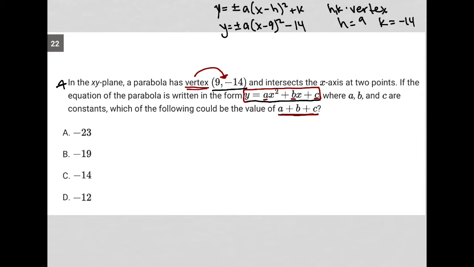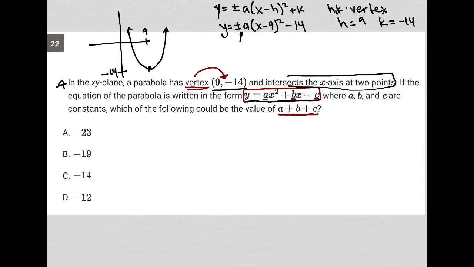All right, so what else do we know? Well, we also know that the parabola intersects the x-axis at 2 points. So what does that tell us? Well, I think that's going to help us to figure out whether this is a plus or minus in front of the a here. If I were to graph my parabola and I had a vertex at (9, -14), that would be a point there. In order for it to cross the x-axis in 2 places, it'd have to face upward. So that means that I should not have a plus or minus. It should just be a plus. Right, so this would just equal a.